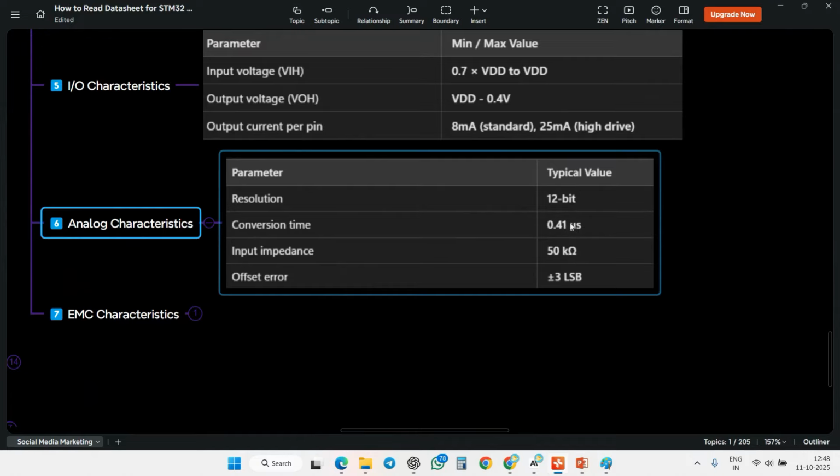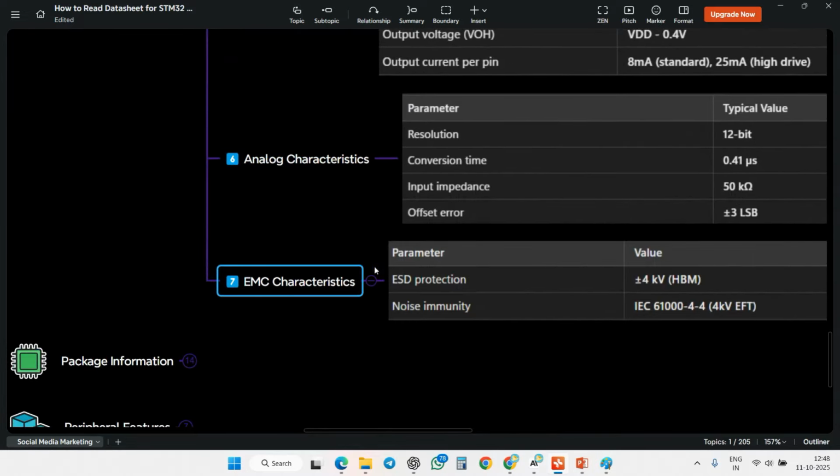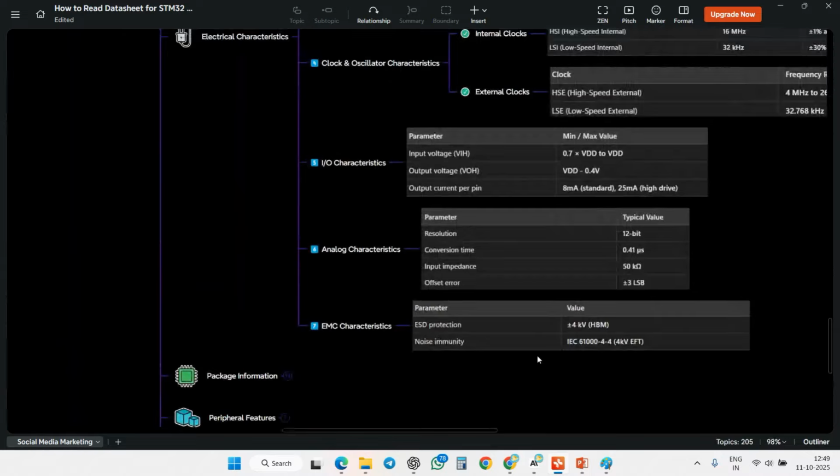The analog to digital conversion is going to happen here. For input impedance, we need to give 50 kilohertz, and offset error of plus or minus LSB. And finally, there are the EMC characteristics, and that's it. The noise immunity is what we are going to be calculating.